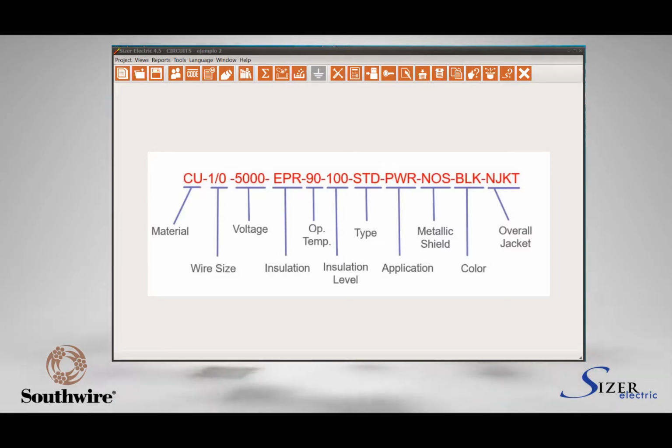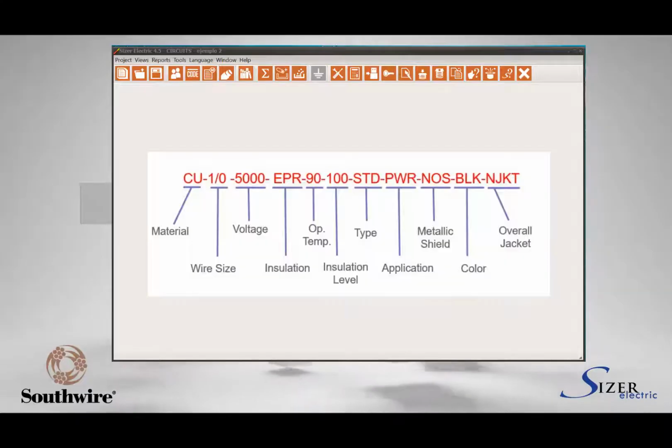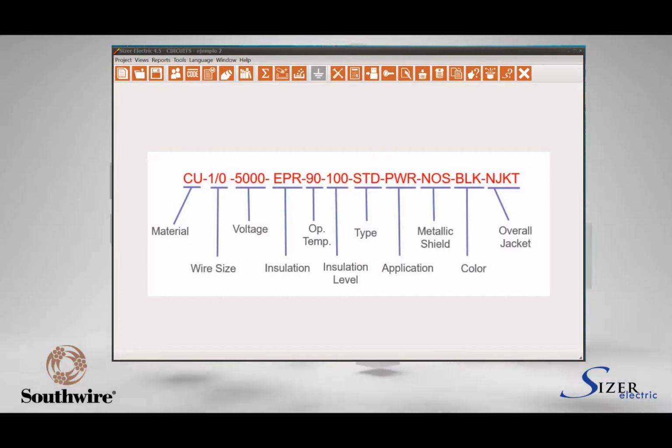The first position defines the conductor material that can be copper or aluminum. The second position is for the conductor wire size. The third position is for the conductor rated voltage. The fourth position is the insulation type. The fifth position is the conductor rated operation temperature. The sixth position is the percentage of insulation.